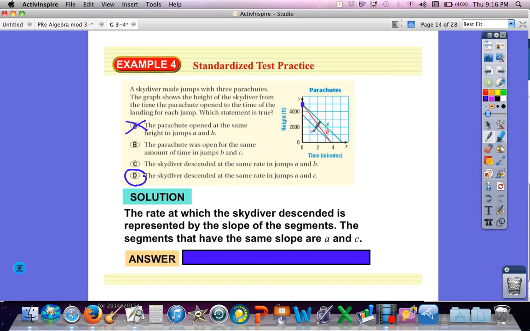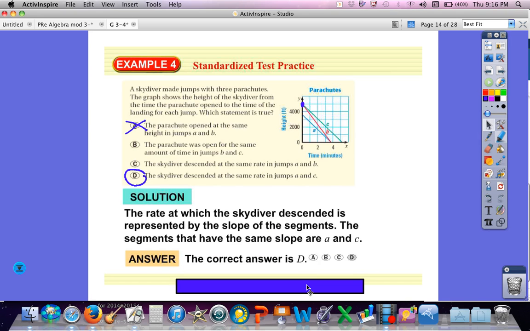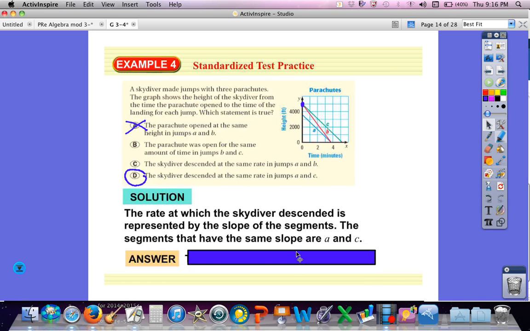Okay? And really, they say the segments have the same slope as A and C. It tells me that the segments have the same slope as A and C. Sorry, guys, I'm a little off my game tonight. So it is D. That's what I was assuming. Had I read the problem, it would have told me that.